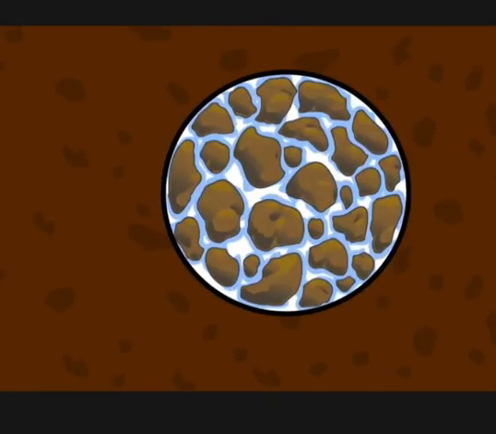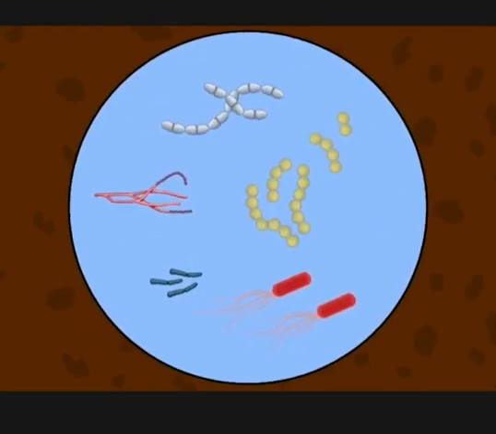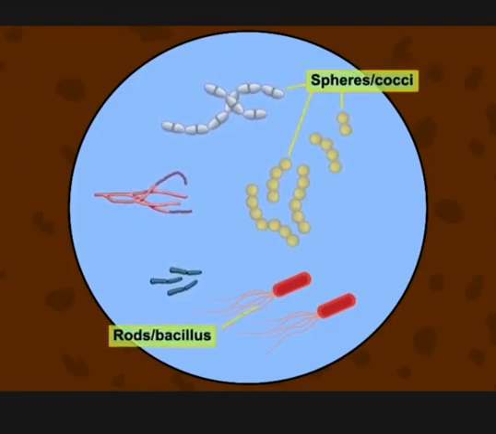Microscopic organisms tend to reside in the water in soil pores. Bacteria are among the simplest and most plentiful organisms present in soil and are found in many forms, including spheres called cocci, rods called bacillus, and filamentous forms.